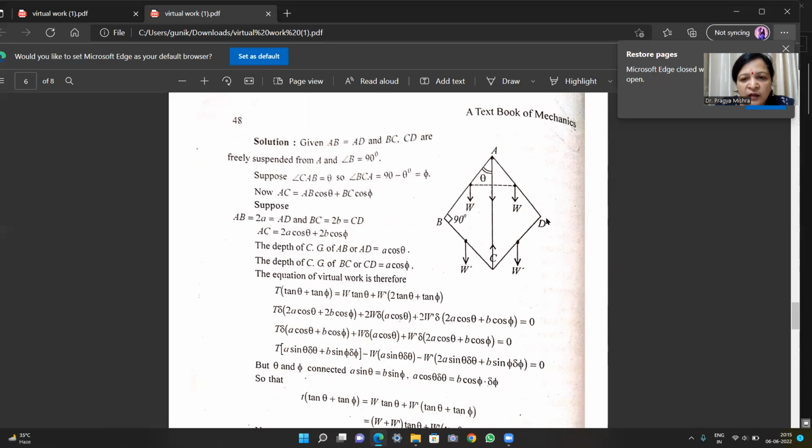So AB equal to AD is given, and angle B is 90 degrees. This angle B is 90 degrees. This is given. Now suppose angle CAB, suppose this angle is theta. This angle is 90 degrees, then this angle will be 90 minus theta. Angle BCA is 90 minus theta.